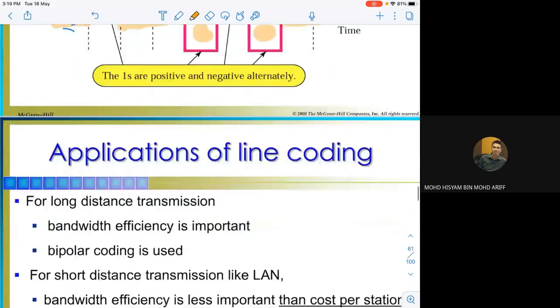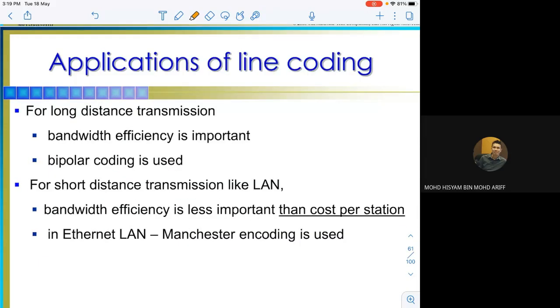Okay, now. Application of line coding. For long distance transmission, bandwidth efficiency is important. Bipolar coding is used. Okay, ini jarak jauh lah. Ingat, for long distance, bipolar. And then, for short distance, like local area network.